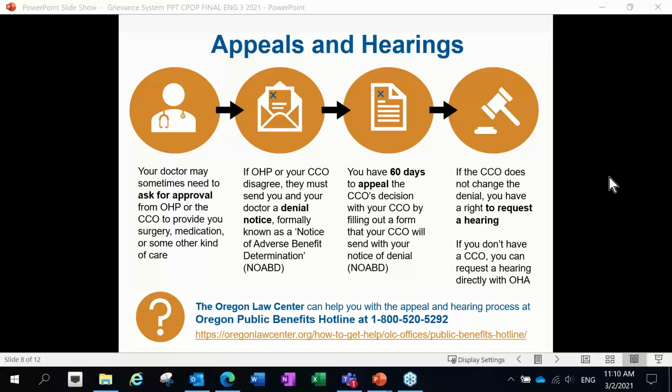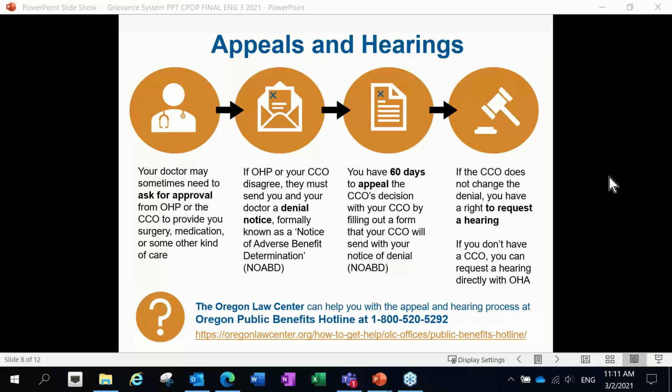You have the right to appeal that denial or go to an administrative hearing, depending on one of 2 situations. If you are enrolled in a CCO, Coordinated Care Organization, you have 60 days to appeal that denial directly with the CCO. The CCO must be given that second chance to take a second look at why they denied a service. After that appeal, you're going to get a notice of appeal resolution, which will then give you administrative hearing rights, which is the last step.